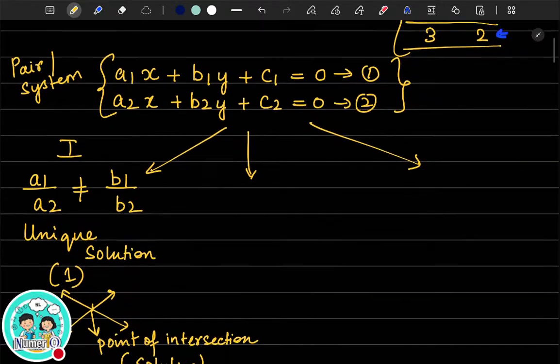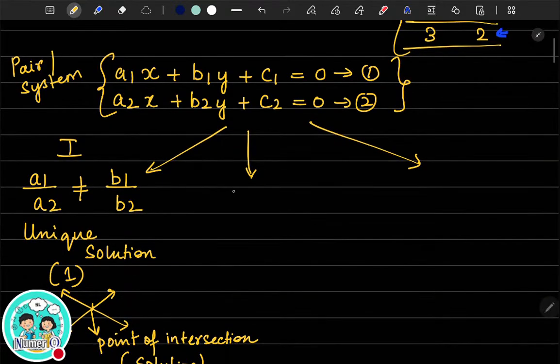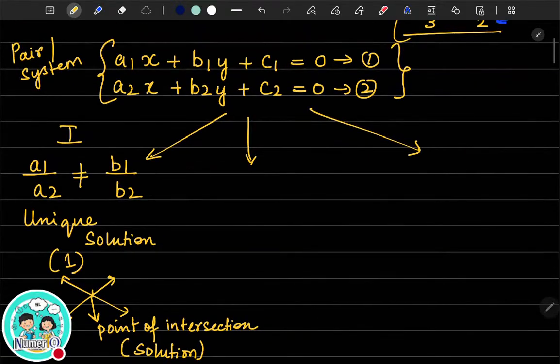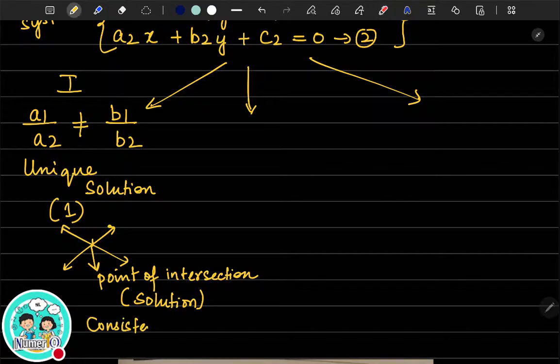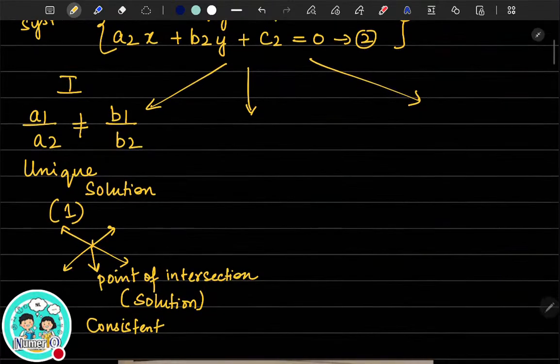Okay, so the first scenario is if a1 by a2 is not equal to b1 by b2, then it is a unique solution or one solution. The lines will be intersecting each other and the system is consistent. The system will be consistent. You can make a note of it.